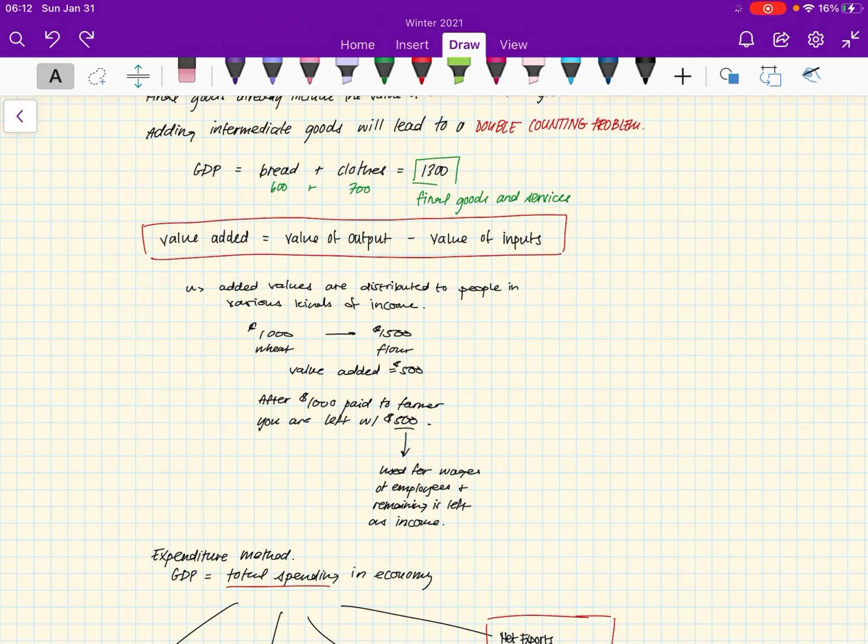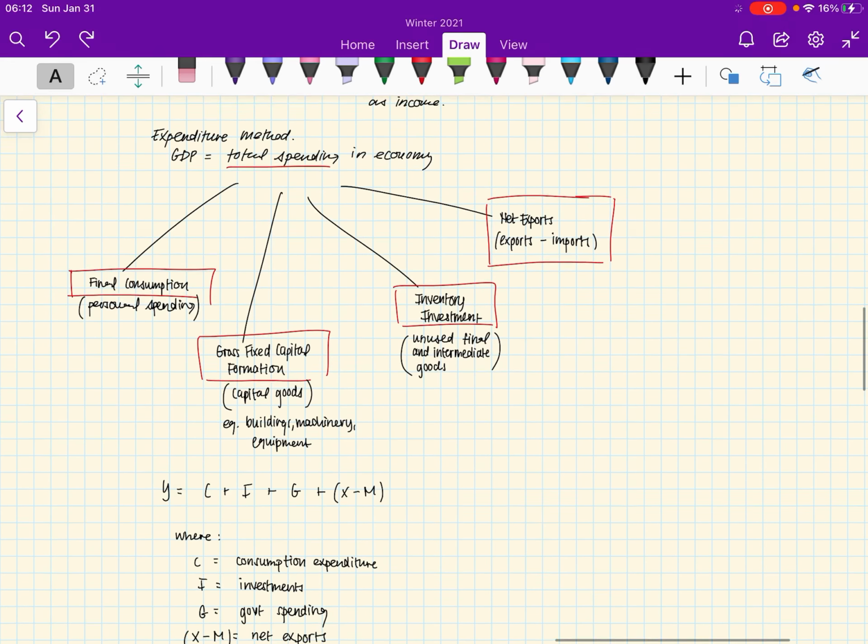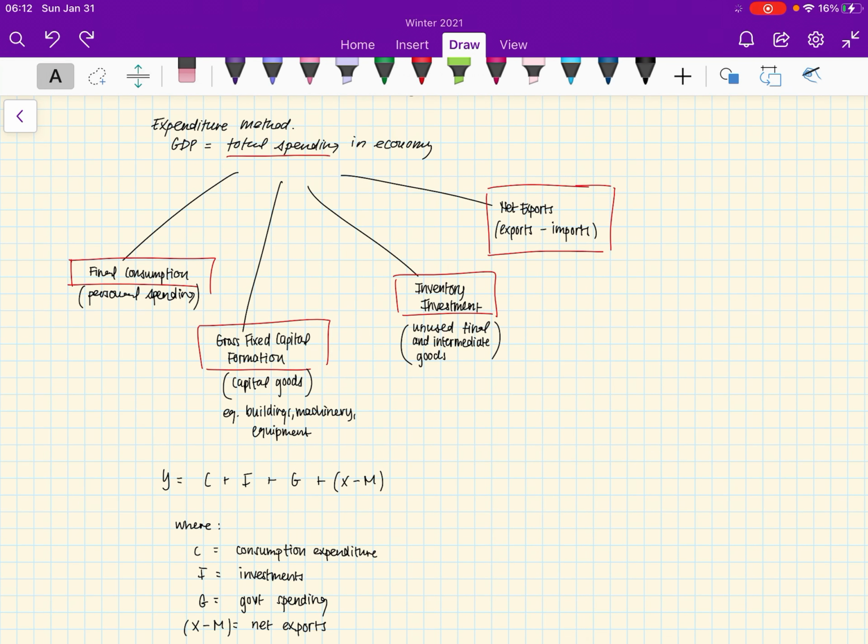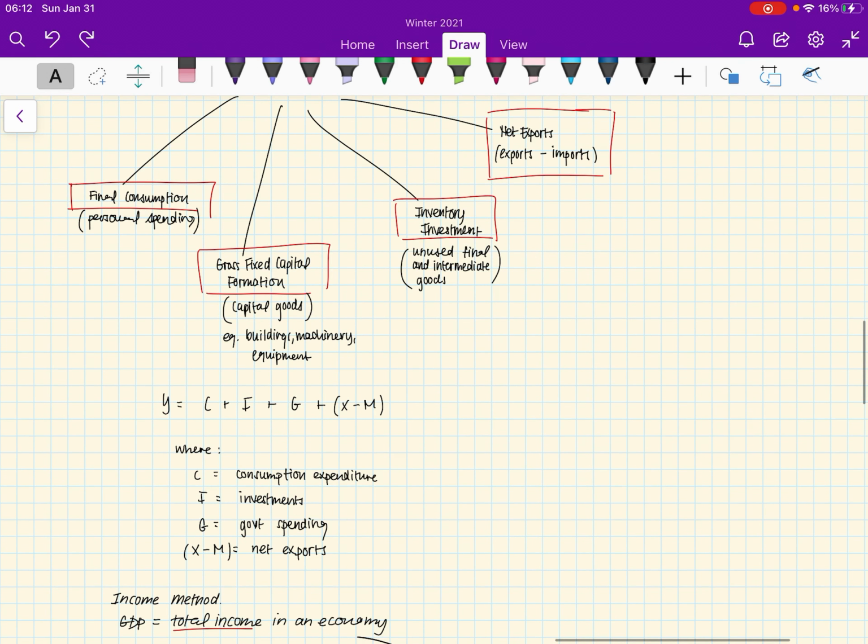We'll get into the expenditure method. The GDP here is total spending in the economy. There are four factors: final consumption, which is personal spending; gross fixed capital, which is spending for capital goods such as buildings or machinery; inventory investment, which is spending on unused final and intermediate goods; and net exports, which is exports minus imports. You can also use this formula to calculate.